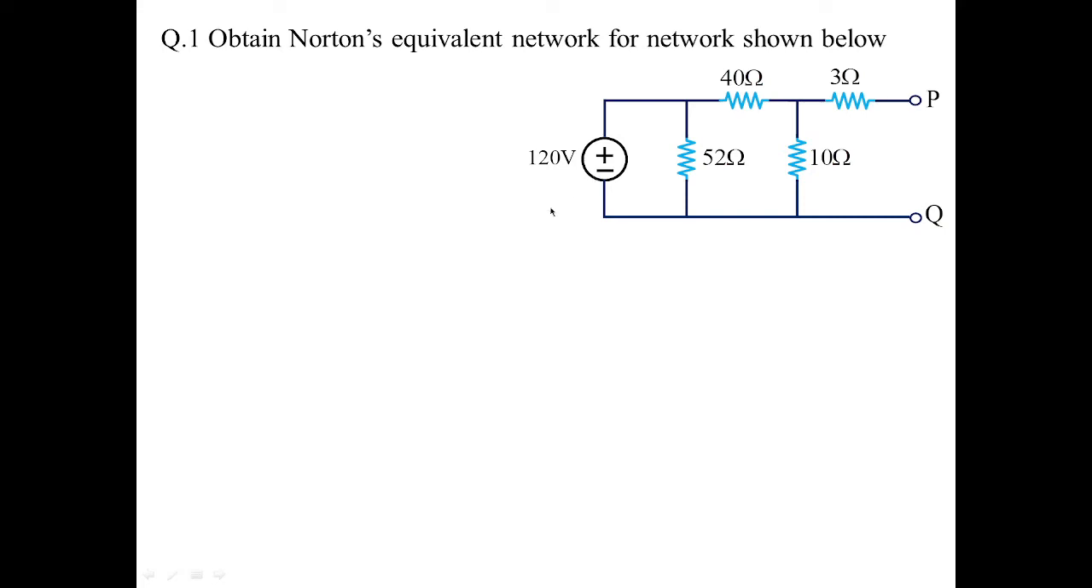In this problem, you can see we have 120 volts driving this circuit, and across this PQ terminal, we need to find Norton's equivalent network. For that, we need to find the short circuit current, and we need to find Norton's resistance, which is also known as equivalent resistance, and it is quite similar to the equivalent resistance under Thevenin's theorem.